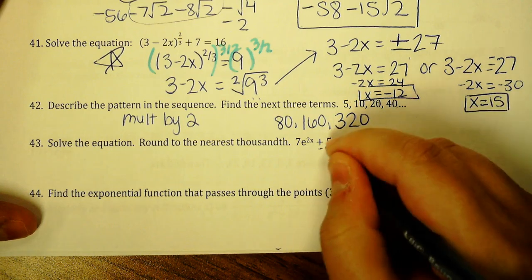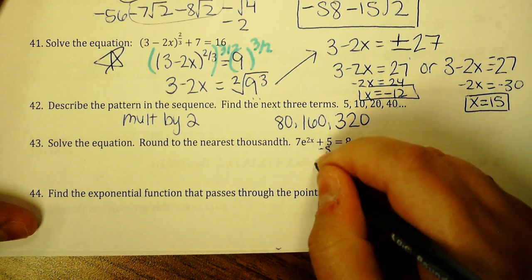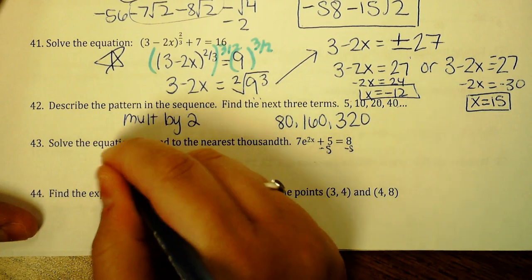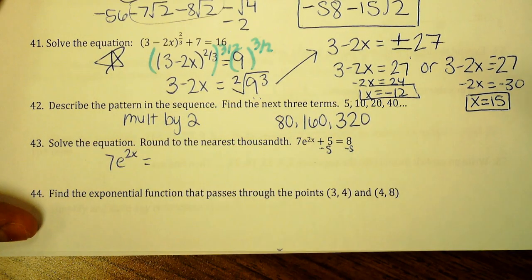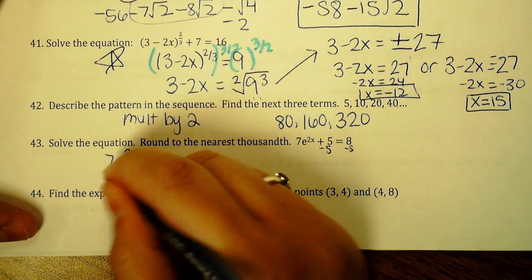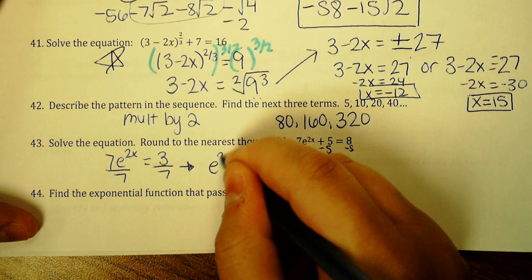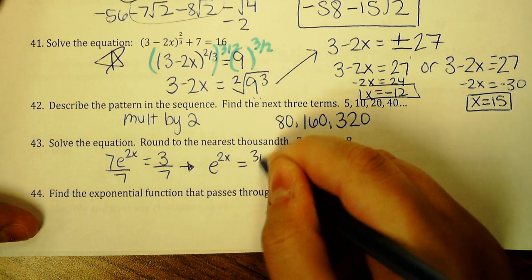To solve this equation, you want to isolate the term with the e to the 2x. So the first thing I want to do here, I'm going to move the 5 by subtracting it, and write this over here: 7e to the 2x is equal to 3. Now we're going to divide by 7. So e to the 2x equals 3/7.